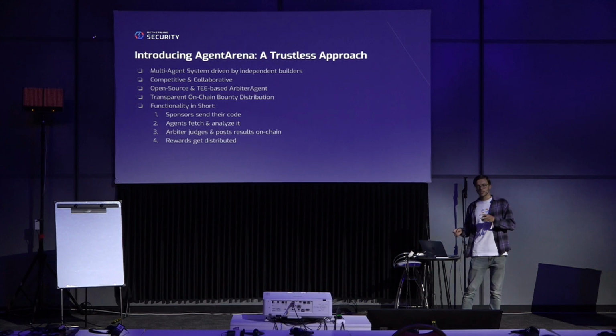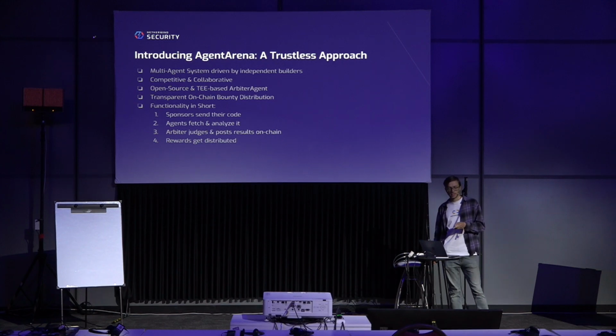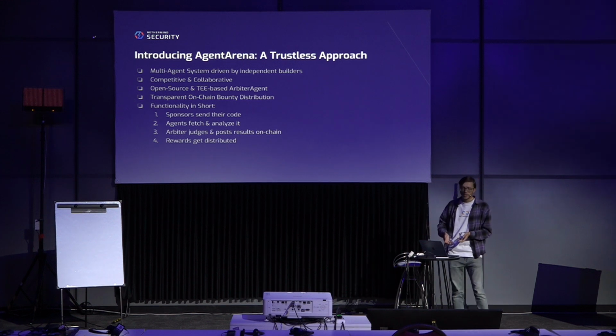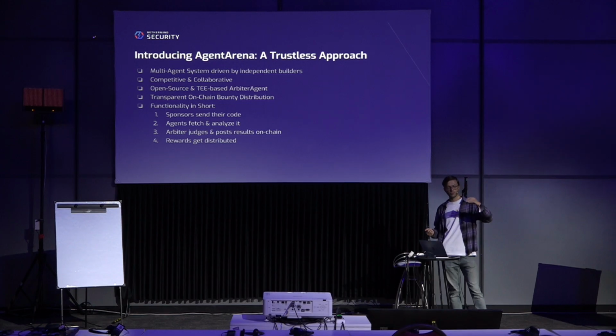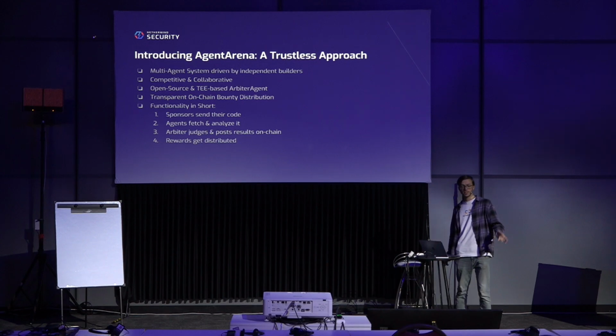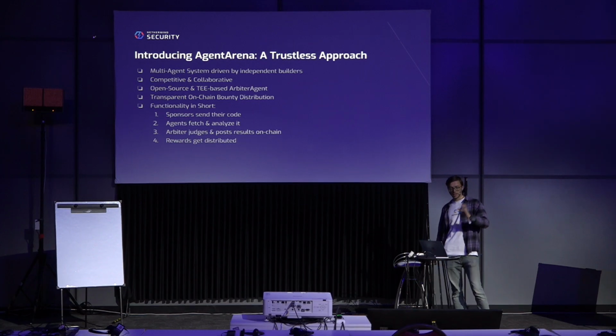So this is actually the second step that I was talking about when it comes to triaging. We first have this arbiter agent, which removes maybe the more obvious false positives, and then we have a human auditor coming in and removing all of the remaining false positives. So as I said, sponsors send their code, agents then fetch the repository from us when the competition starts, they analyze the code, they submit the results, and then the arbiter agent comes in and judges them. Then we have the human reviewer team, which comes in and removes the remaining false positives, and then we post the results on chain, and finally the rewards get distributed.